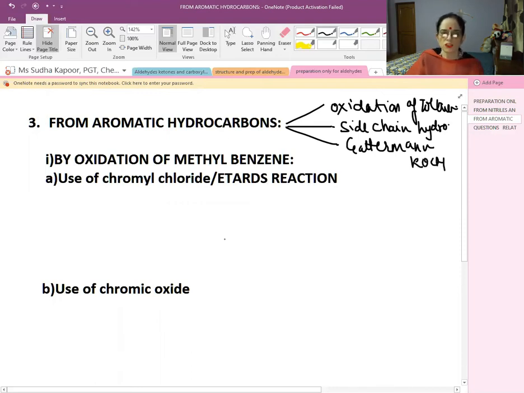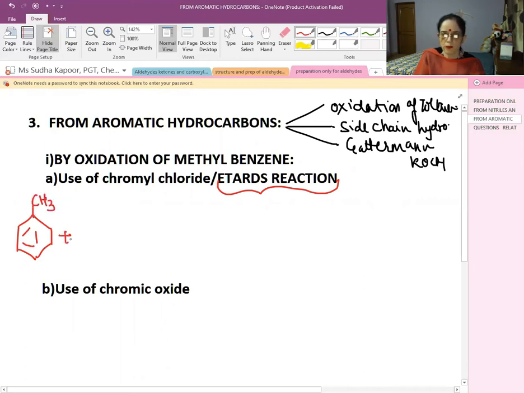So let us come to the first one, by oxidation of methyl benzene. Oxidation of methyl benzene can be done by using chromyl chloride. But if we are using chromyl chloride, then this reaction is known as Etard's reaction. It is a name reaction. When methyl benzene is used along with chromyl chloride, this is Etard reaction. So let us start with toluene, the methyl benzene.